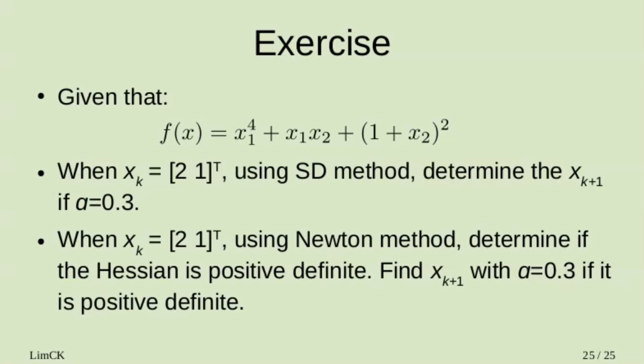Let's look at the exercise for the line search method. So we have a function here. We want to find, when sk is at 2 1, s1 is 2, s2 is 1, using the steepest descent method, determine sk plus 1, the next point. If the step length is given as 0.3.